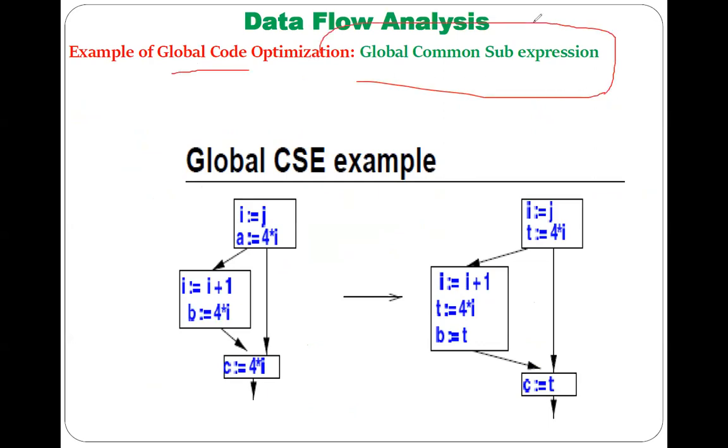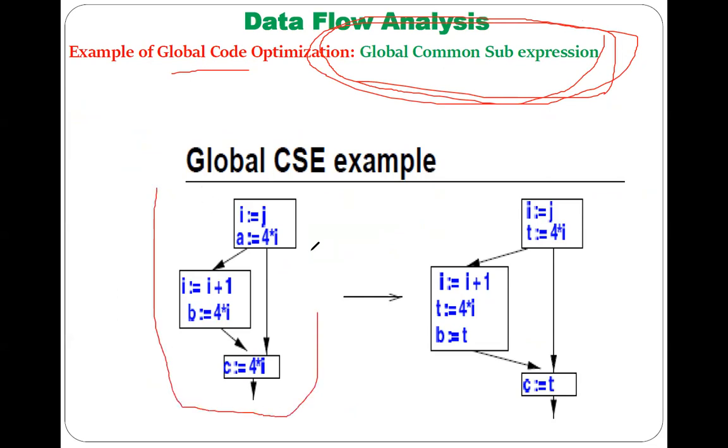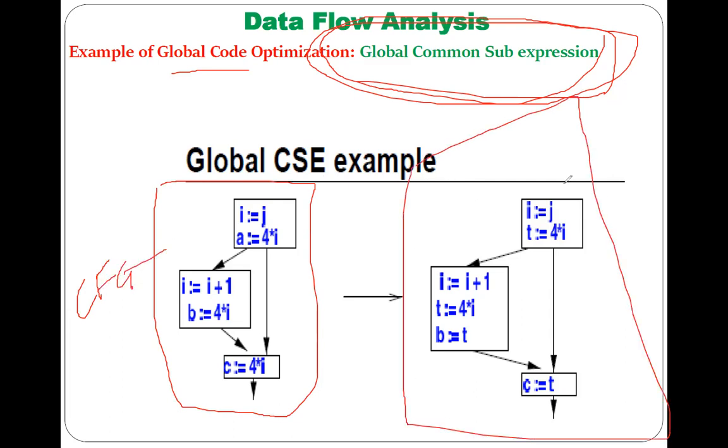Now, the last example I am taking regarding global code optimization is global common subexpression elimination. Now we will try to apply here our property of the available expression. This is the control flow graph before code optimization, and this is the control flow graph after the code optimization. Okay, let's see.